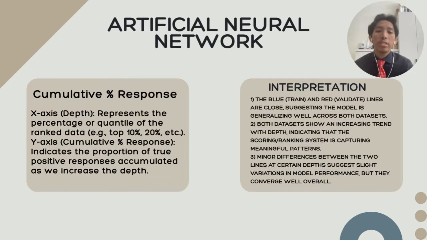Now let's jump to artificial neural network. The graph from the previous slide indicates the cumulative response graph, with x-axis as depth and y-axis as cumulative response. So what can we interpret from the graph? Firstly, the training and validation lines are close, suggesting the model is generalizing well across both datasets. Secondly, both datasets show an increasing trend with depth, indicating that the scoring or ranking system is capturing meaningful patterns. And lastly, minor differences between the two lines at certain depths suggest slight variations in model performance, but they converge well overall.